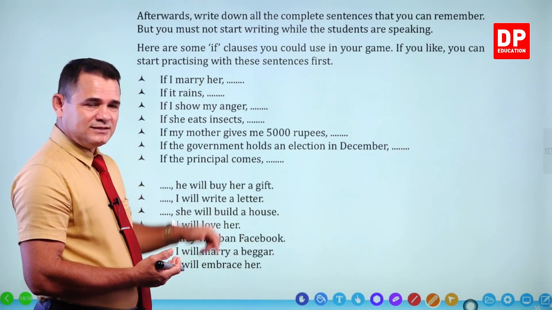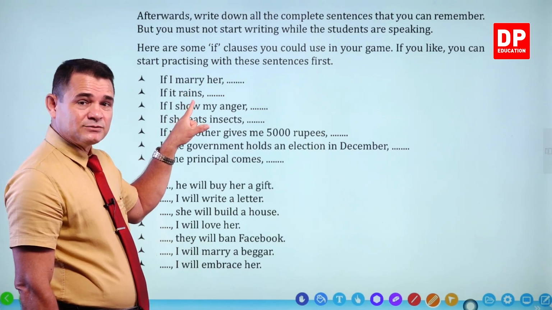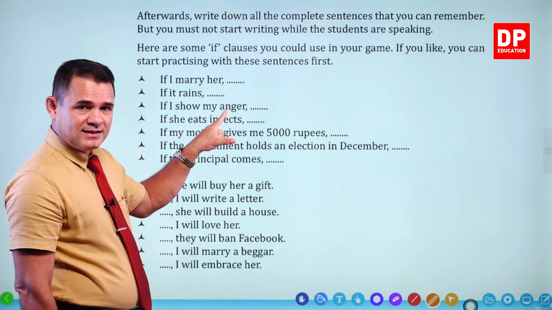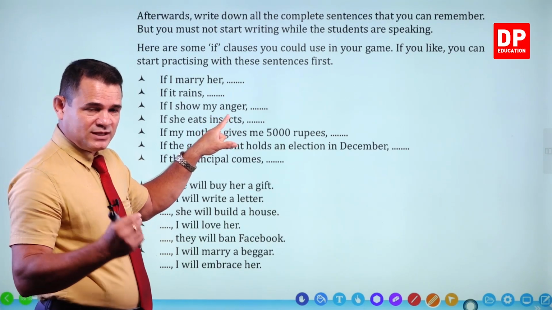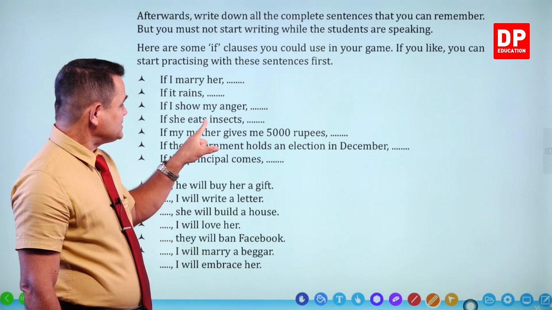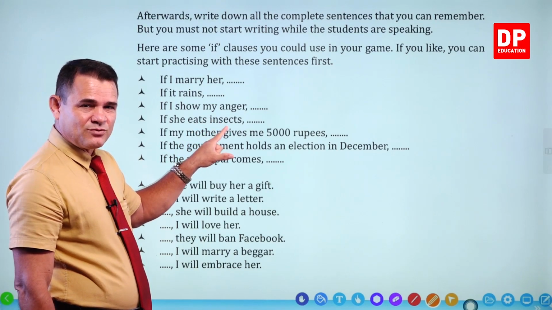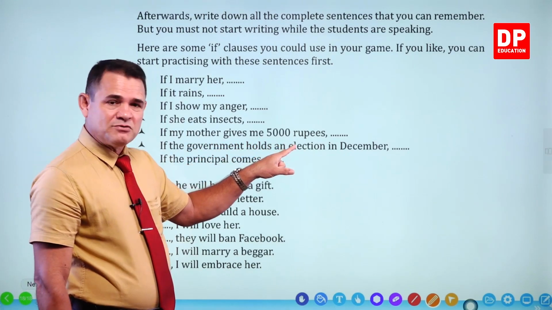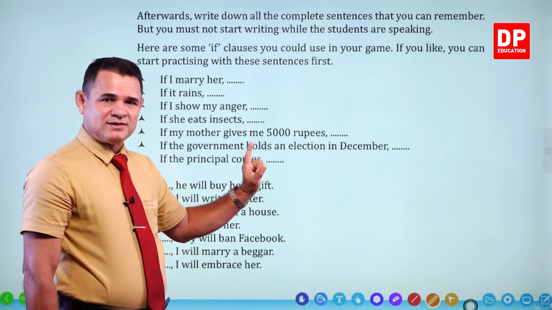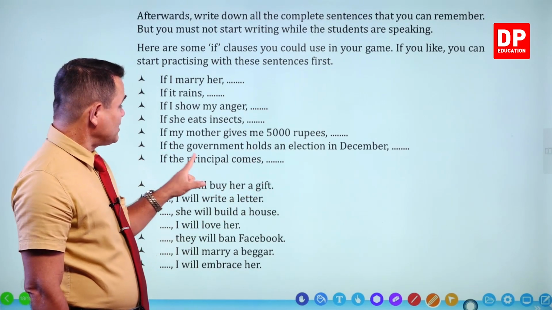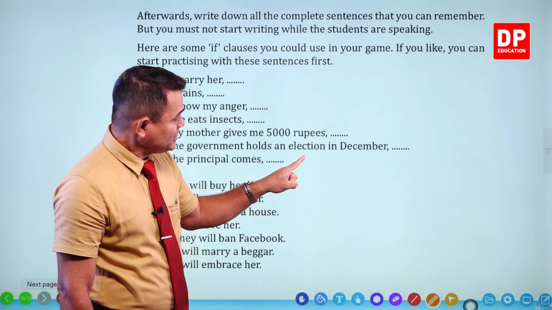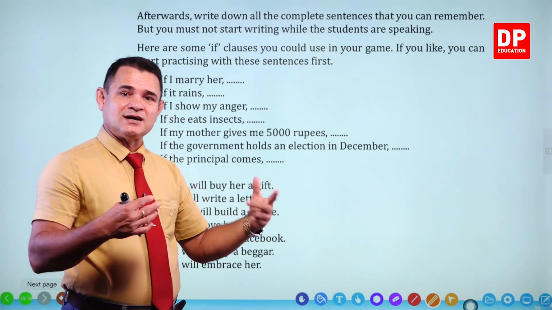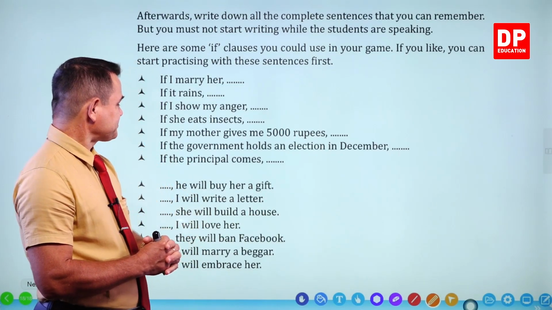Now let's look at those things. If it rains. If I show my anger. If she eats insects. If my mother gives me 5,000 rupees. If the government holds an election in December.